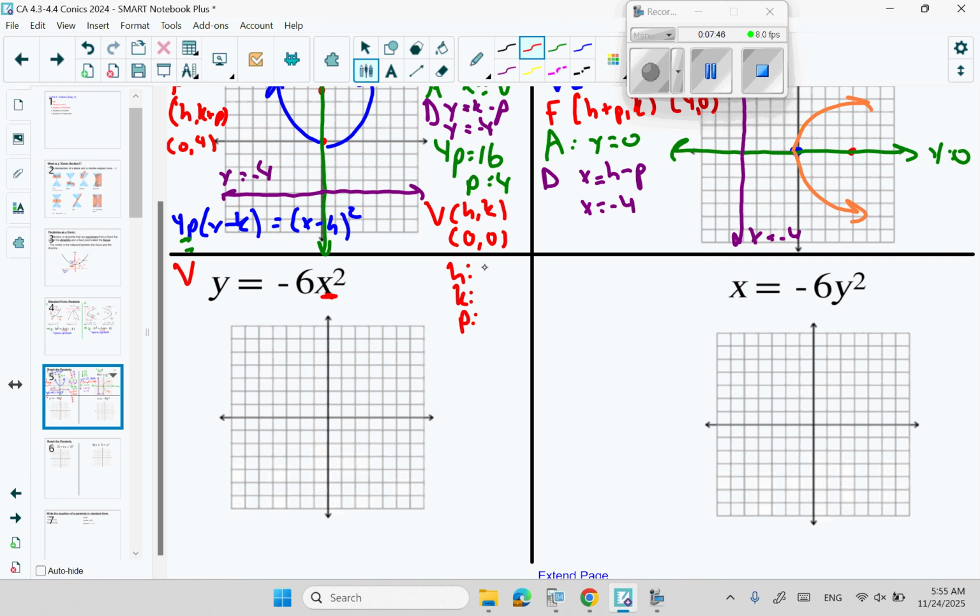What am I subtracting from x? 0. What am I subtracting from y? 0. Therefore, negative 6 equals 4p. So p has to equal negative 1.5. Vertex h comma k, so 0, 0. Focus h comma k plus p, so 0 comma 0 plus negative 1.5 gives me negative 1.5.